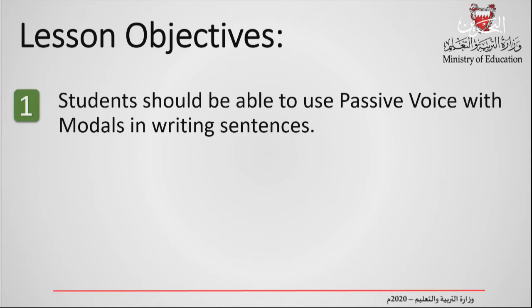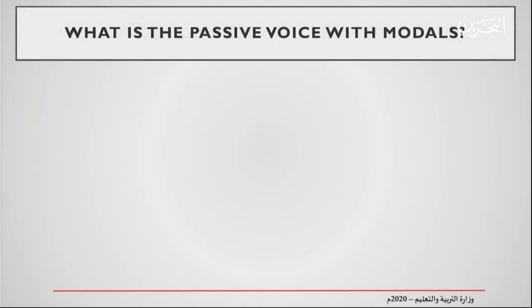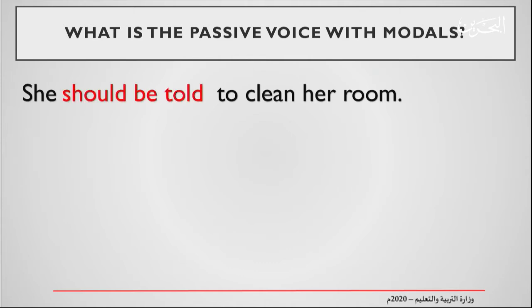Now, let's jump to lesson objectives. By the end of the lesson, you should be able to use passive voice with modals in writing sentences. So, let me ask you the question. What is the passive voice with modals? Okay, let me explain that with a sentence. She ought to clean her room. Now, I would like to use the passive voice with modals in this sentence. It goes like this. She should be told to clean her room.